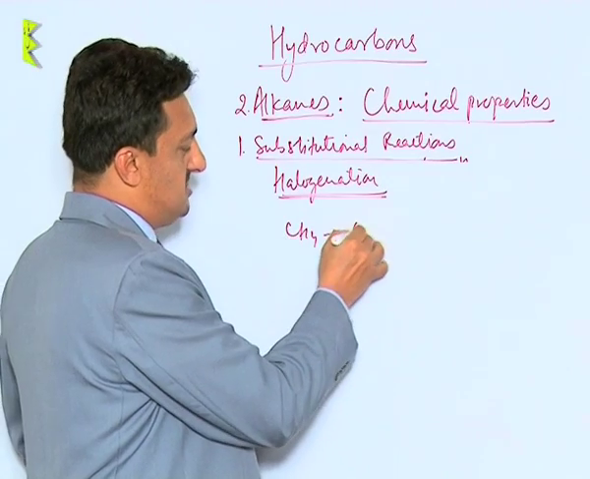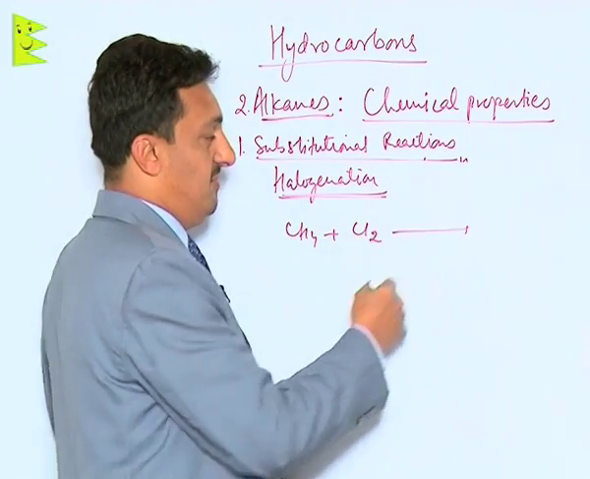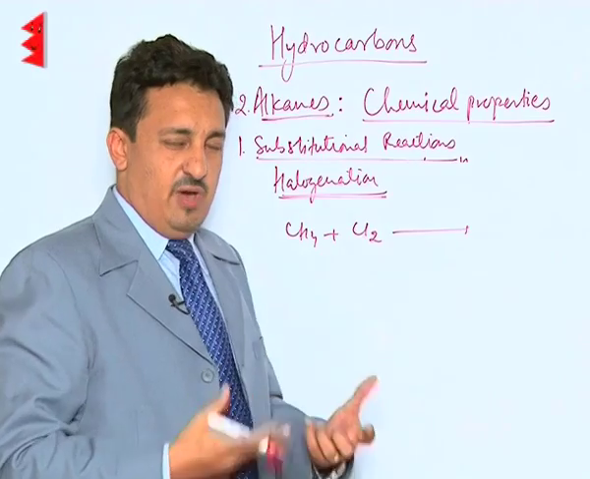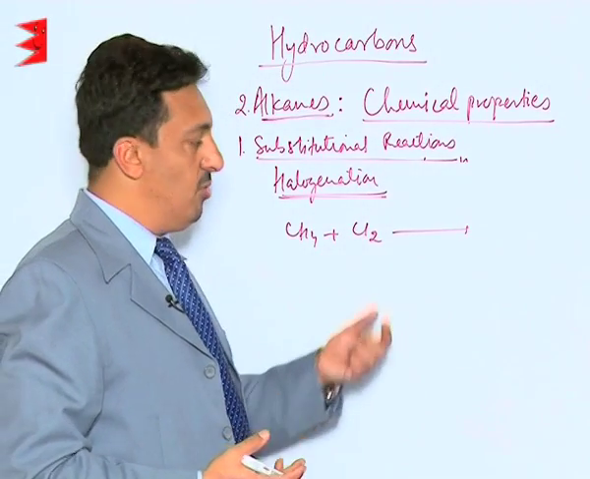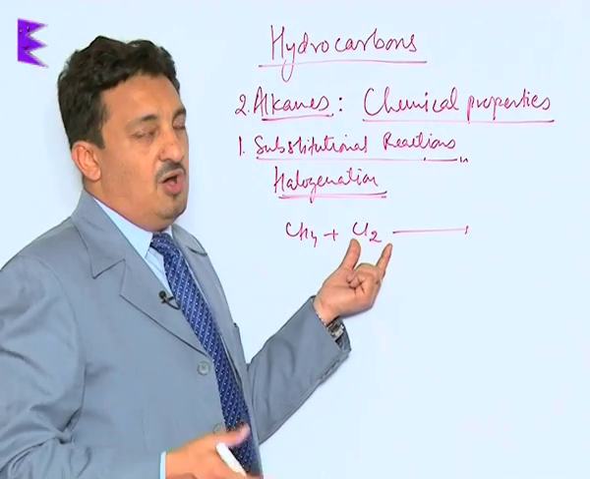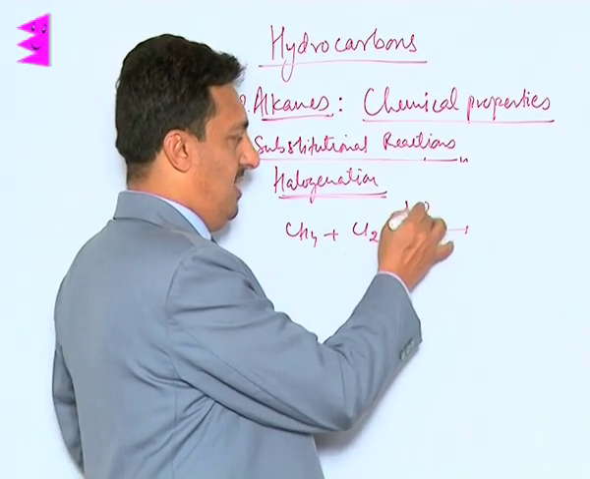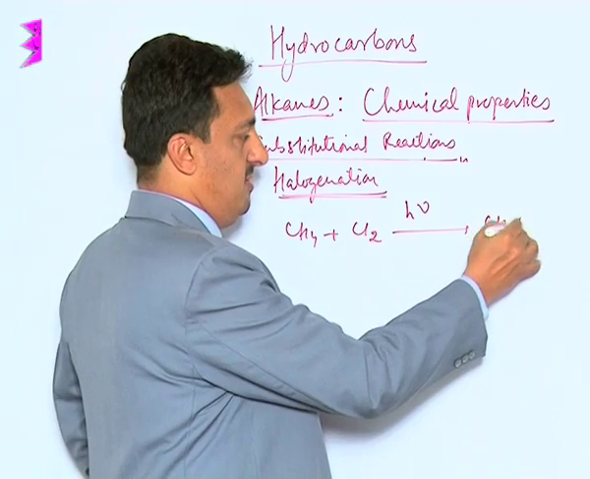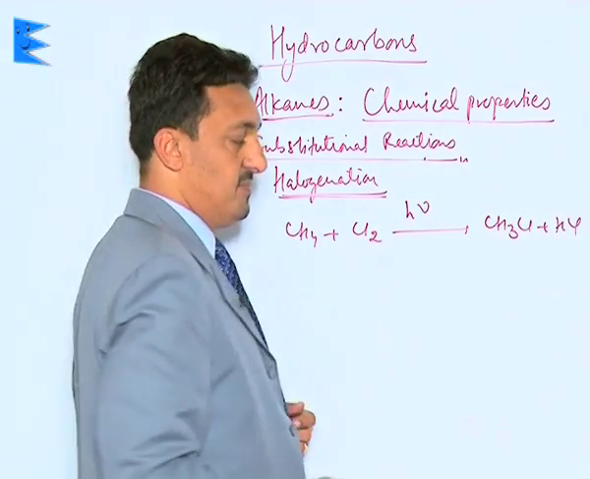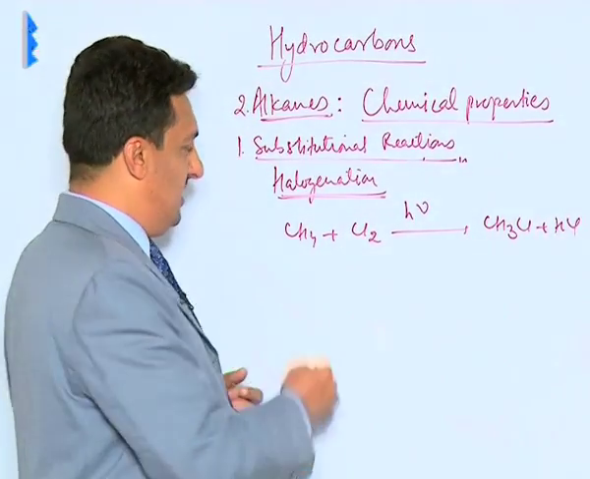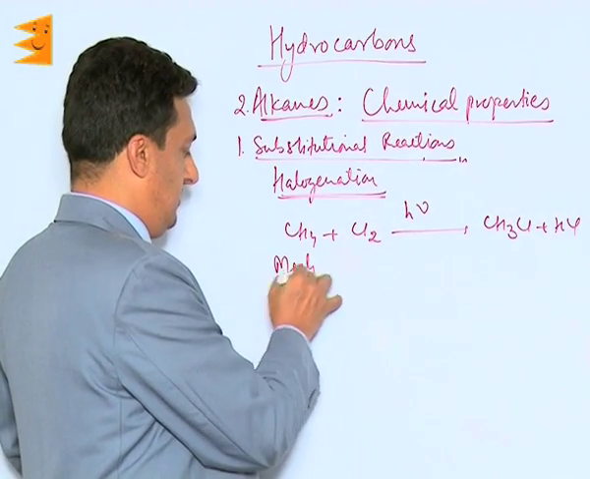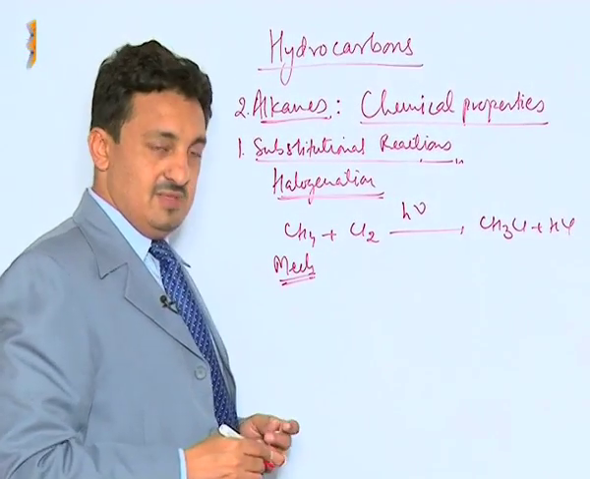See, halogenation is done either at a very high temperature of nearly around 500 degrees Celsius, which leads to the homolytic fission of the Cl-Cl bond, or in the presence of diffuse sunlight or ultraviolet light. So when UV light is used, the product formed is CH3Cl plus HCl. How this reaction takes place, we need to know the mechanism. Let us see the mechanism in this case.